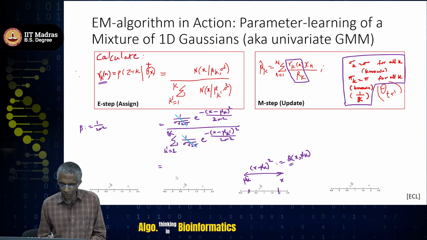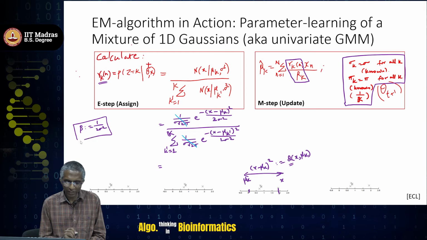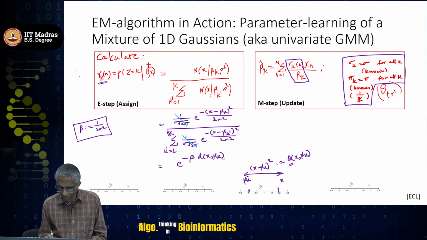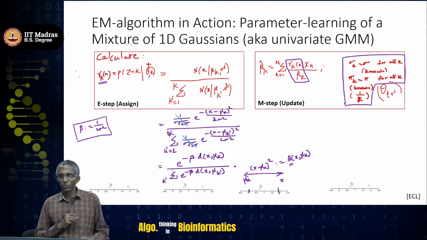So if I just do those two things, beta defined as 1 over 2 sigma squared, and then x minus mu k whole squared, which we defined as d of x comma mu k, then you have e to the minus beta d of x comma mu k divided by the sum over k prime going from 1 to capital K, e to the minus beta d of x comma mu k prime, right.